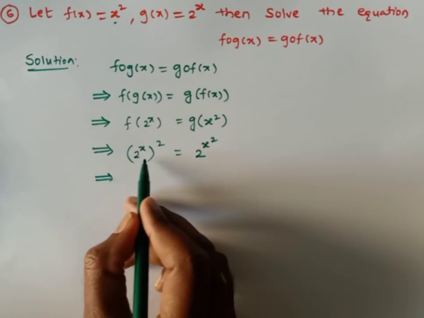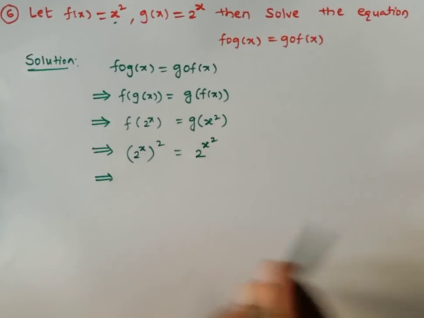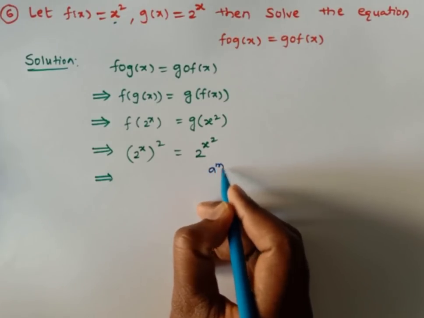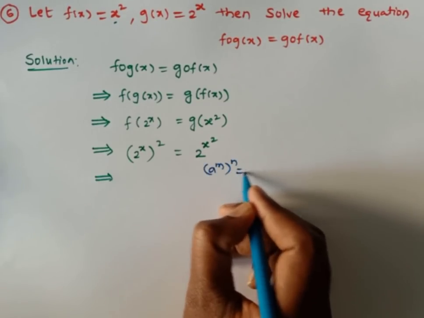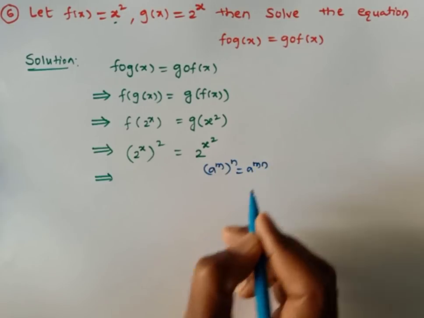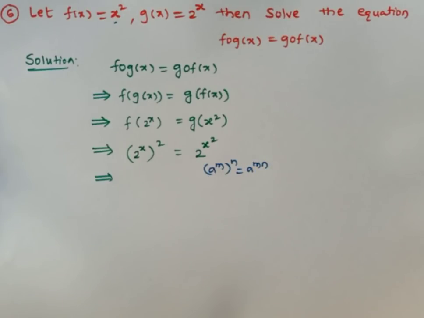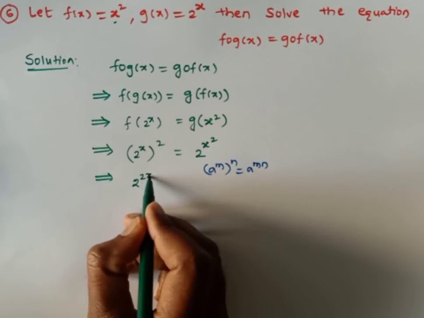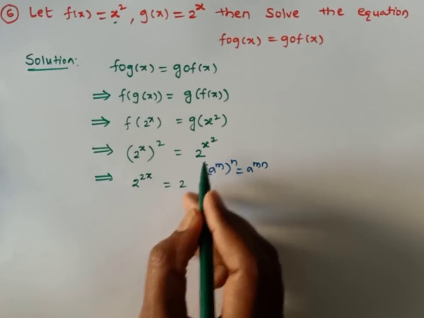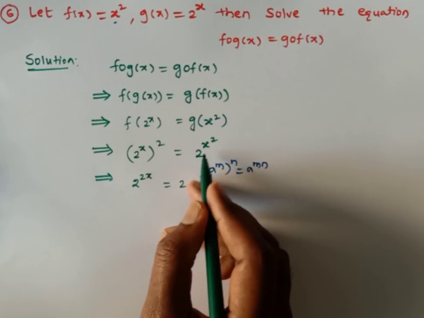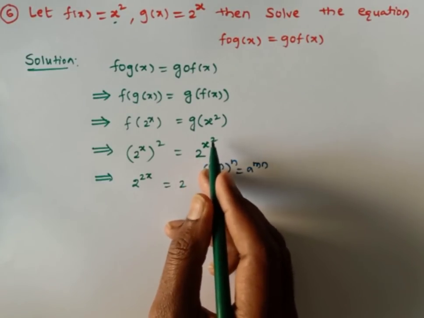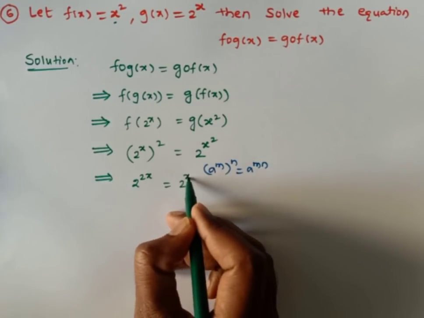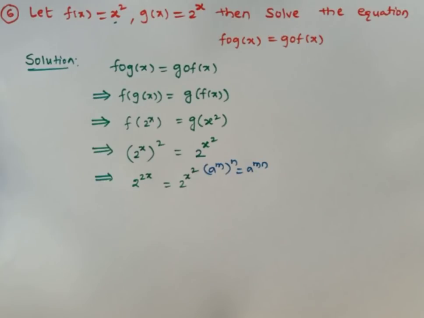Now here it is in the form of (a power m) whole to the power of n, right? So we have a formula: (a to the power of m) whole to the power of n is a power m into n. Similarly here we can express this as 2 to the power of 2x. But this is not like (a power m) whole power n, it is a power (m power n). So we cannot express this as a power m into n. So this is as it is, 2 to the power of x square only.